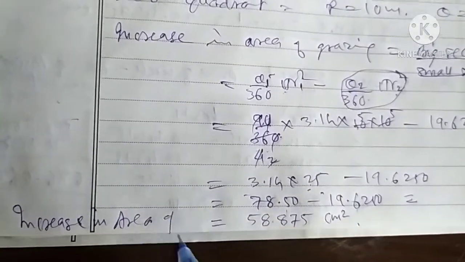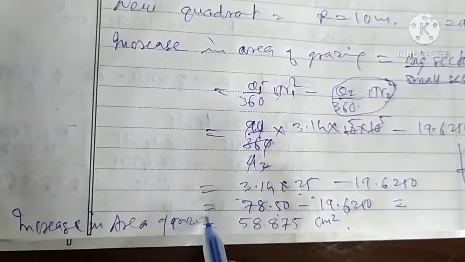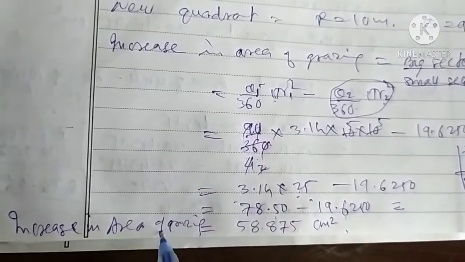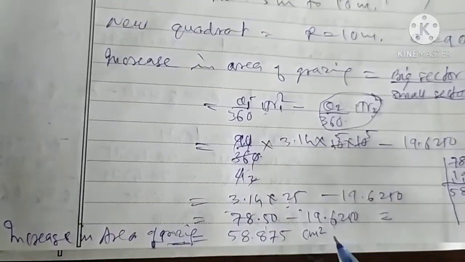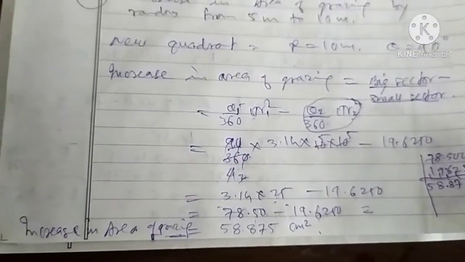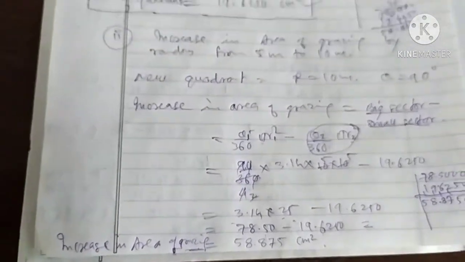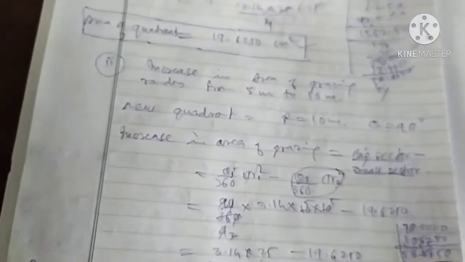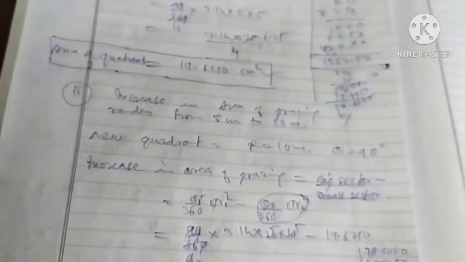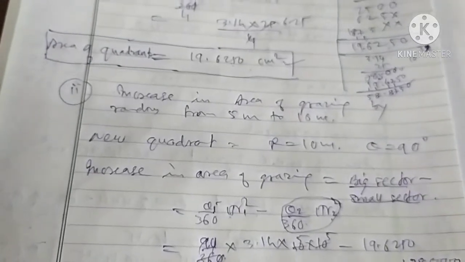Increase in area of grazing. Please be careful. Got it? Students, watch the video 2 times, please, and solve the examples yourself. And you will try to solve example 9 and example 10 yourself. Okay? Let us see in the next video for the next examples.